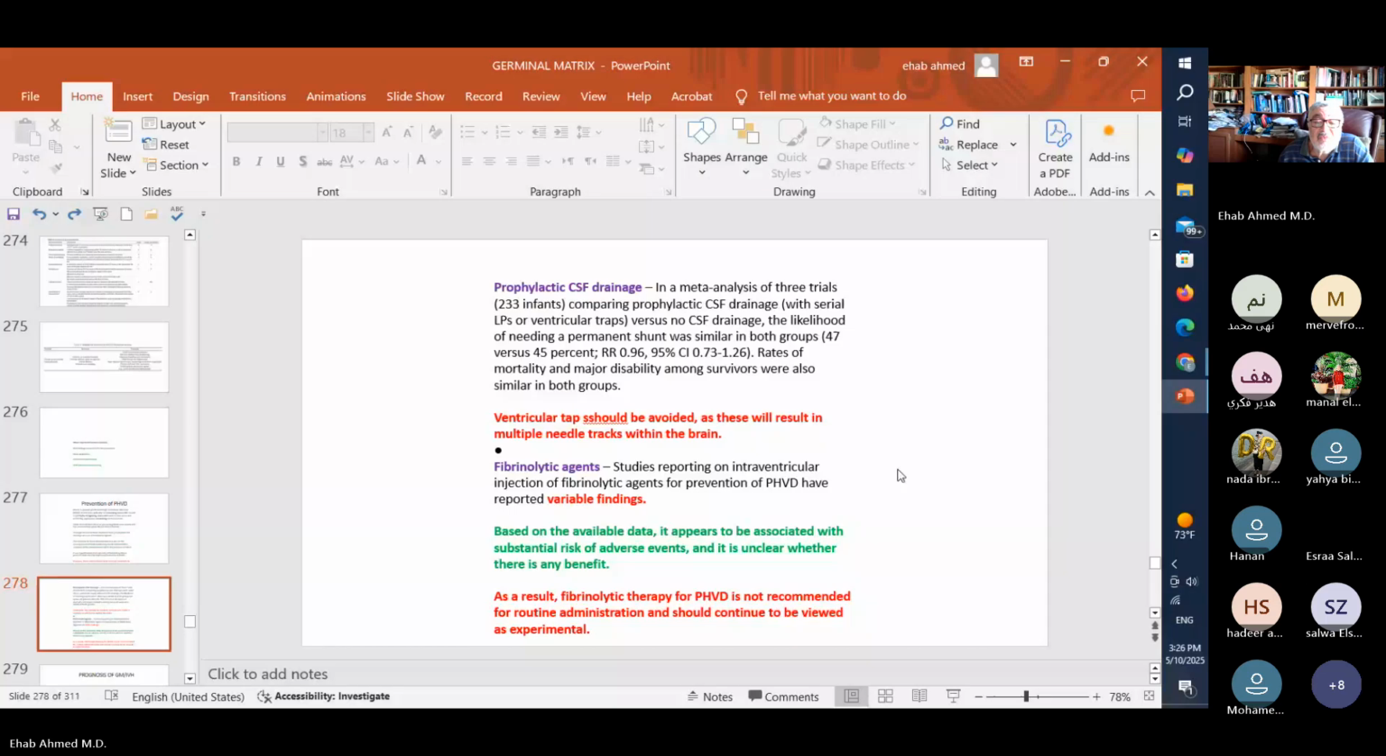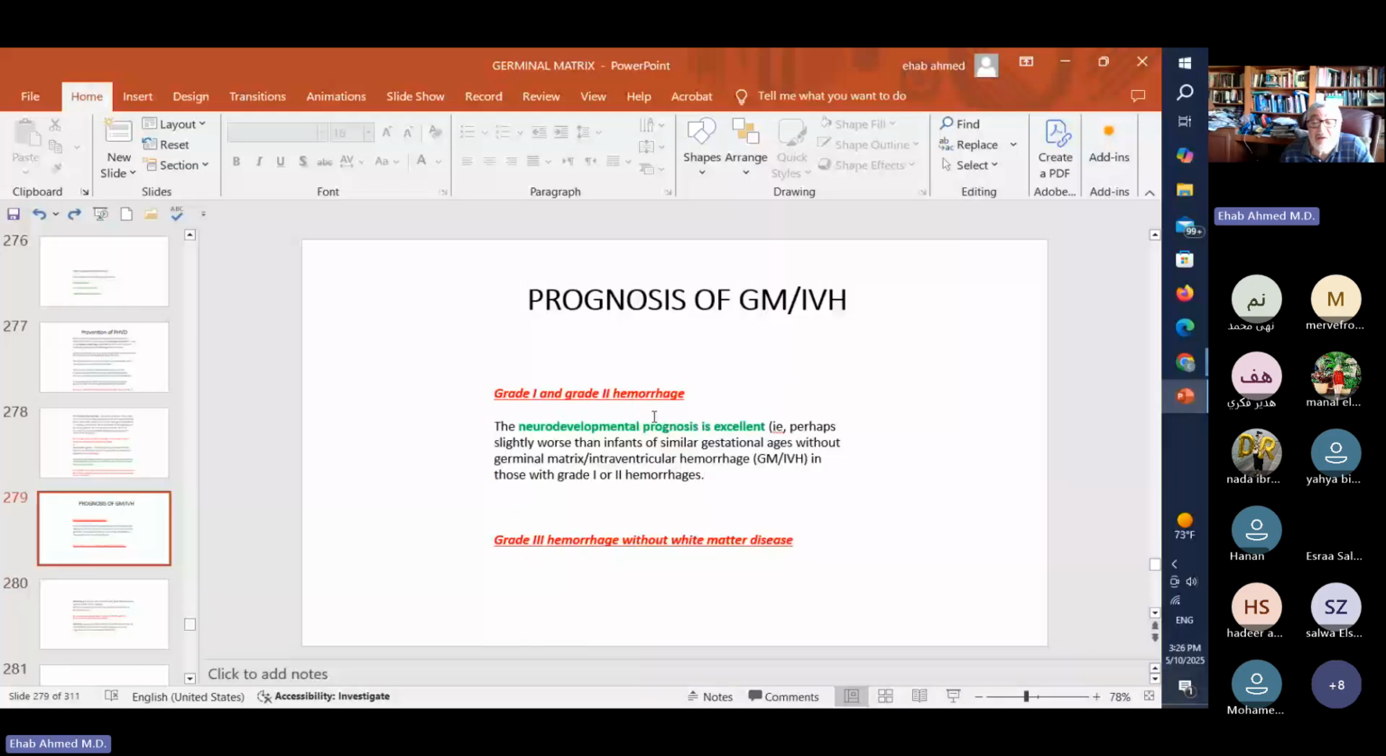And then, yes, talking about prophylactic CSF drainage, fibrinolytic agents, and prognosis. Grade 1 and grade 2 usually have a relatively good prognosis, but if you follow them up as infants and children, they might have some handicaps, some neurodevelopmental delay, even with mild GM hemorrhage localized to the GM. But prognosis is much better for grade 1 and grade 2.